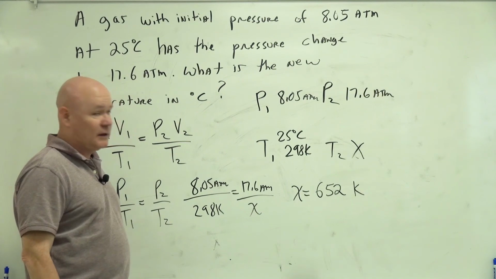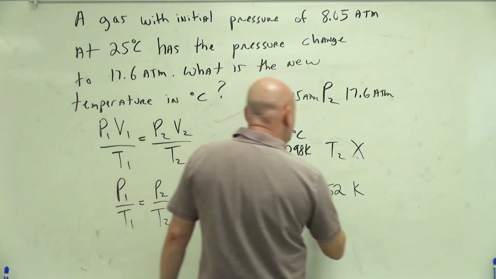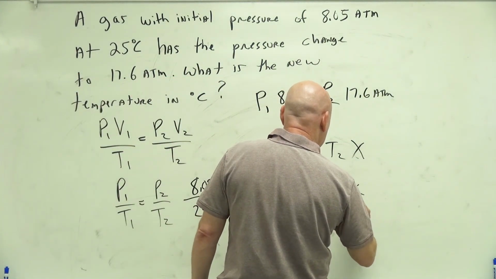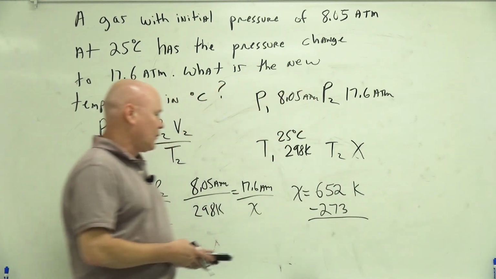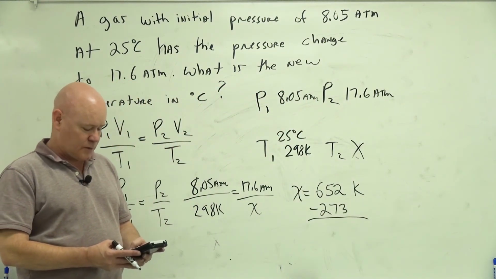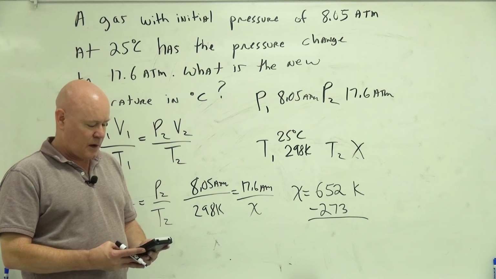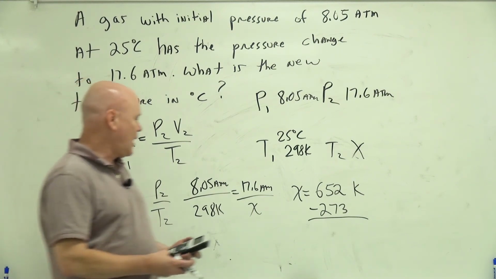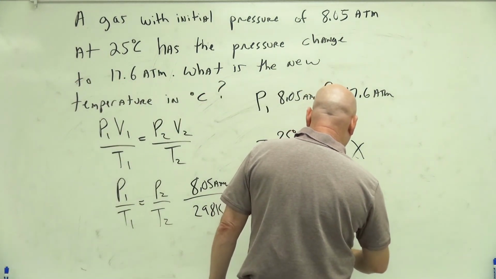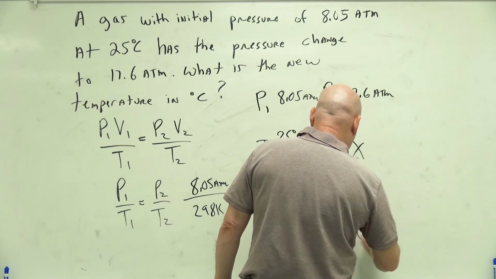Now I need to get it in degrees Celsius, so what I need to do is subtract 273 off of that, so 652 minus 273, and that is 379 degrees Celsius.